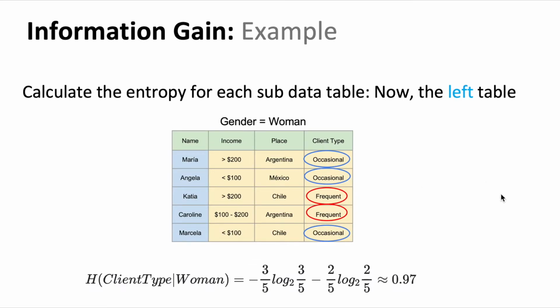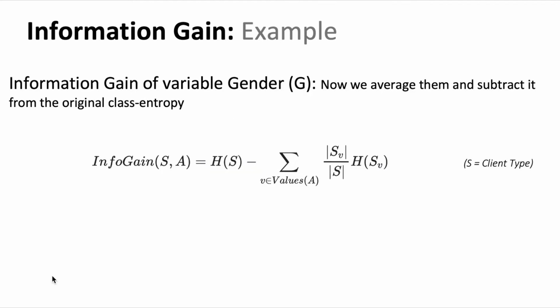Let's now calculate the entropy of the left table. In this case, from the 5 rows, 3 of them belong to one class and 2 of them belong to the other class. So applying the entropy formula, we obtain 0.97, another bad number that indicates high clutter.